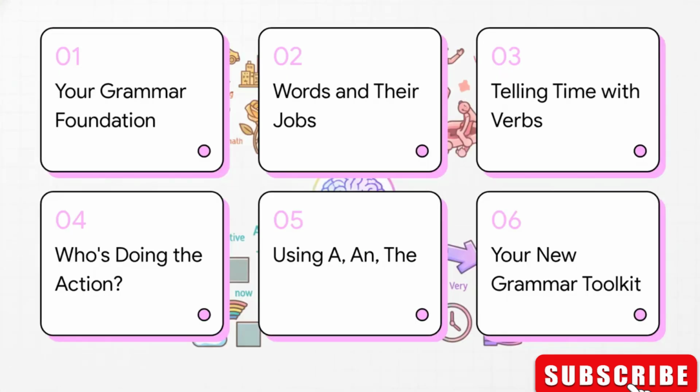I want you to think about English grammar kind of like building with Legos. Seriously, once you know what the basic blocks are and how they all click together, you can build pretty much anything you want. And today, we're going to master 4 of those key building blocks. We'll look at the different jobs words have, how we use them to talk about time, who's actually doing the action, and we'll wrap up with those tiny but super important words, a, an and the.